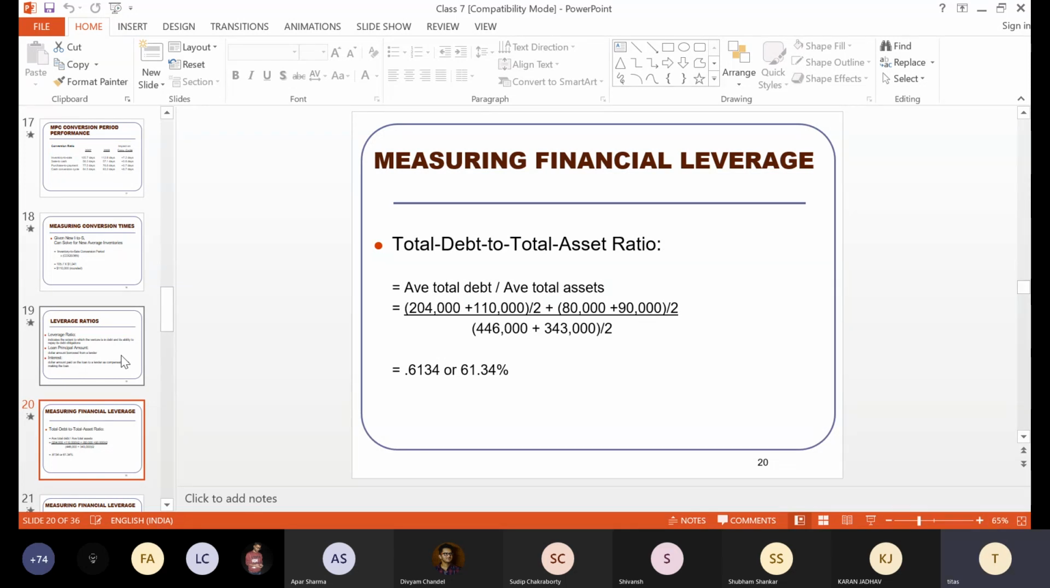So debt to assets. Here also we have considered total debt to total assets. It is telling us that it is 61% something. So if it is 61% some percentage of debt, that means the rest is equity. So your asset is supported by debt this much and the rest percentage is supported by equity, right?